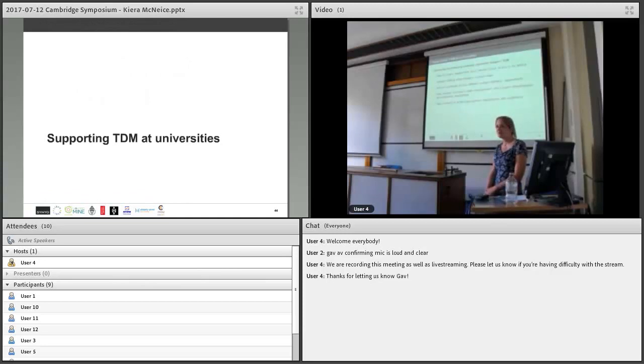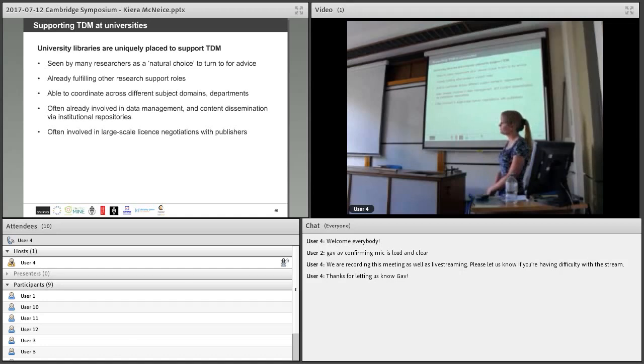So university libraries are really in a unique position to help support text and data mining. We talked to many researchers across Europe, and an awful lot of them think that a university library is going to be their first port of call for support for their research, which makes sense, of course. Libraries are already fulfilling other support roles in terms of helping researchers with things like open access. So when the new technology comes in, researchers see libraries as their support for that as well.